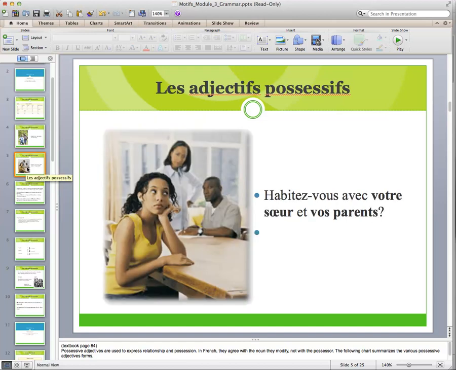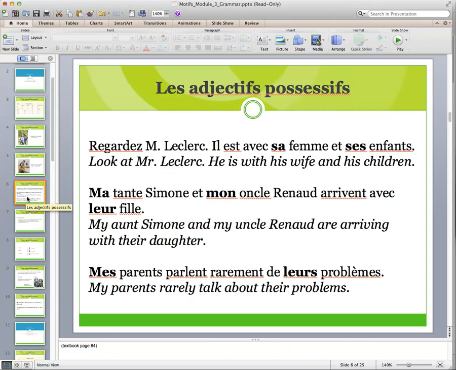Habitez-vous avec votre sœur et vos parents? Do you live with your sister and your parents? Because sister is singular, I've used votre, the singular form of your. And because parents are plural, I've used vos. Let's look at some other examples.